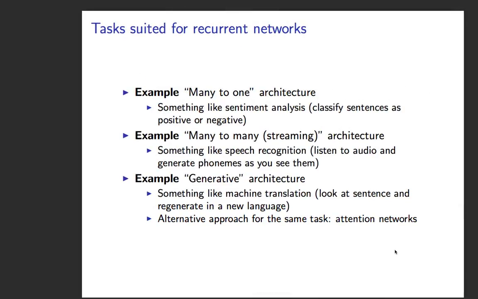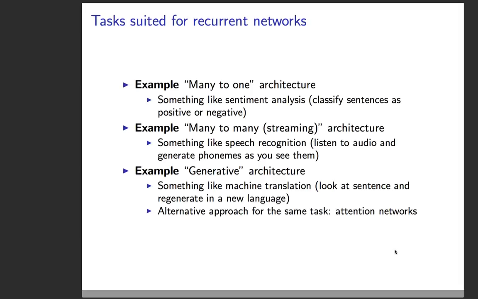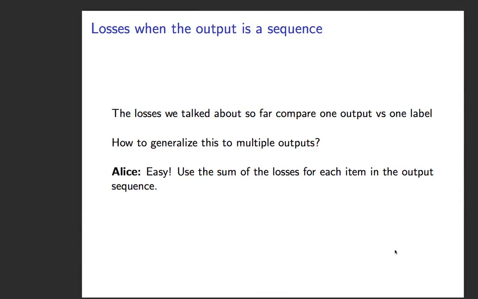So this is a page showing the examples. First one is sentiment analysis. Second one is speech recognition. Third one is more machine translation. But then for the first case, we only had one output, so we could just still use the same loss functions as before, like negative log likelihood. We could use L2 loss, whatever.